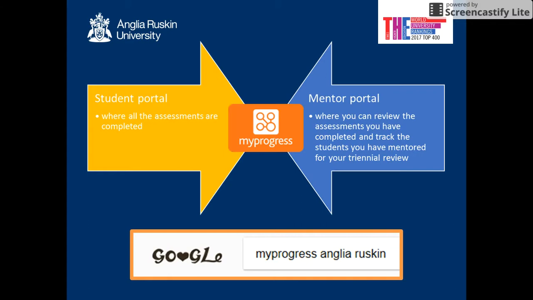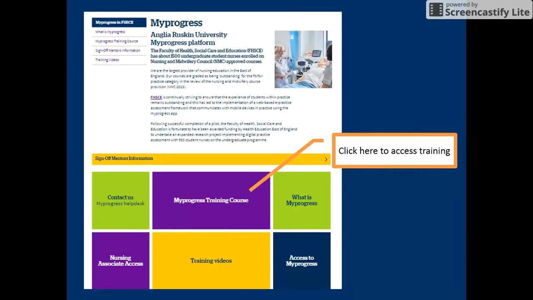The students are all given tablets on which they can access MyProgress, but the easiest way to use the system is via the web interface. To go to the website for MyProgress and access all the information there, Google MyProgress Anglia Ruskin. This will take you to a page similar to this, where you can find all the information you require.